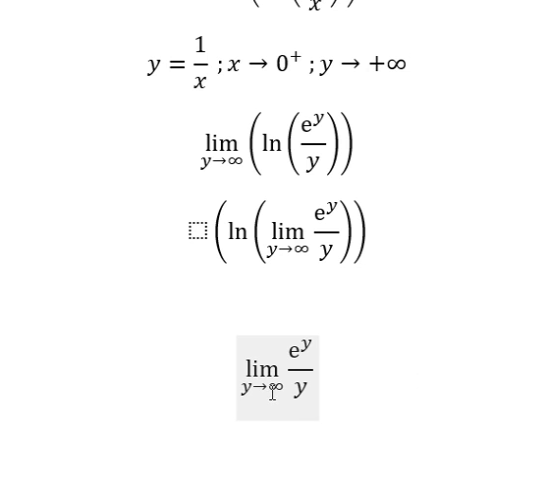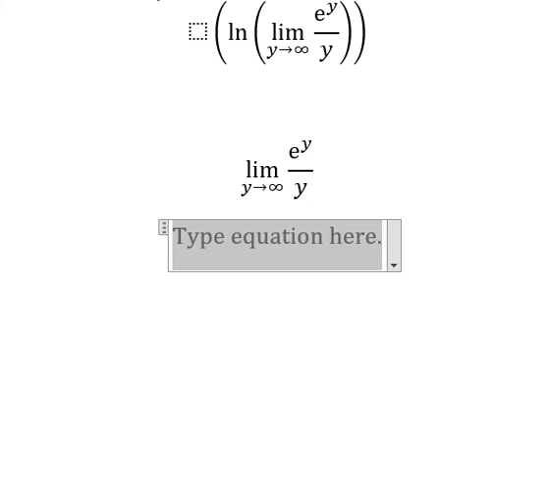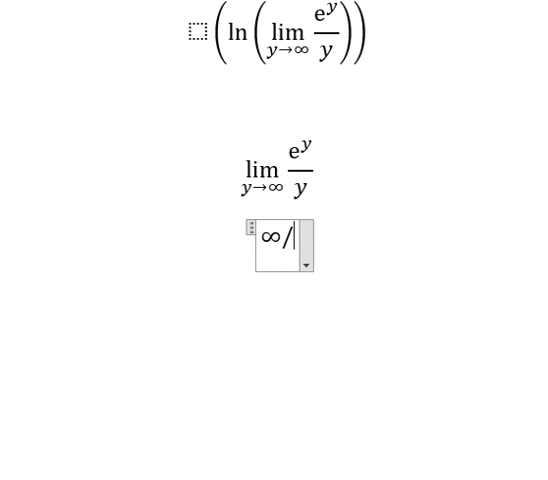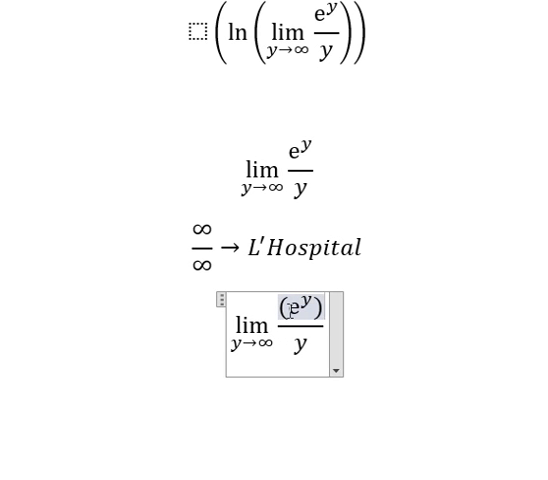So when y approach to positive infinity, this one will go to positive infinity. This one will go to positive infinity. So we have positive infinity over positive infinity. And this one we can use L'Hospital. That means we need to do first derivative on numerator and denominator.